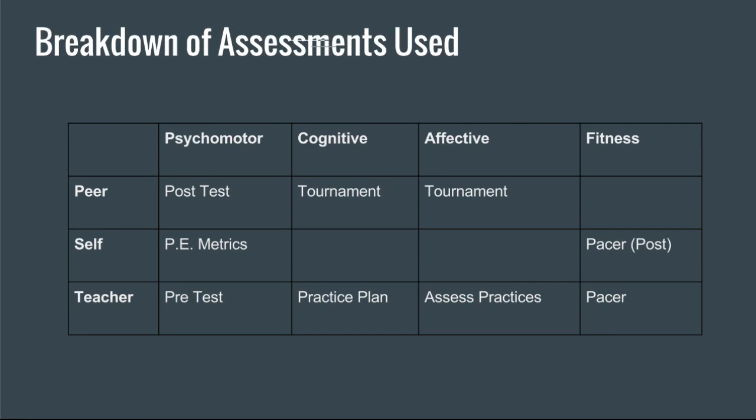Seen here is a brief recap of assessments used within this unit. All 4 domains have been assessed. There will be 4 different teacher assessments, 1 in each domain, as well as 3 peer assessments where students will evaluate one another in the psychomotor, cognitive, and affective domains. Students will be asked to self-assess themselves in both the psychomotor and the fitness domain. In total, there are 9 assessments throughout this unit with a minimum of 2 assessments per domain.